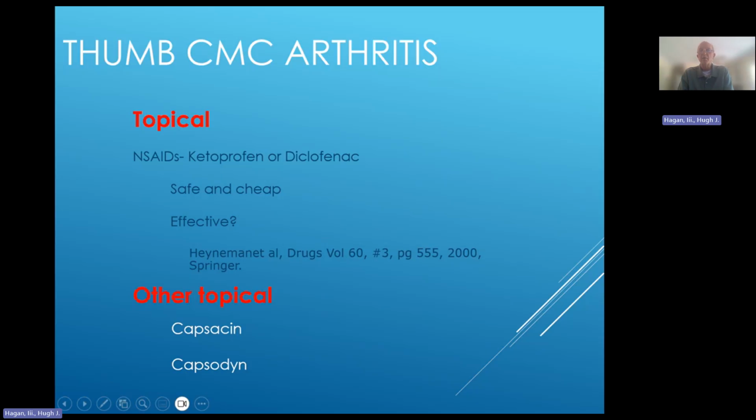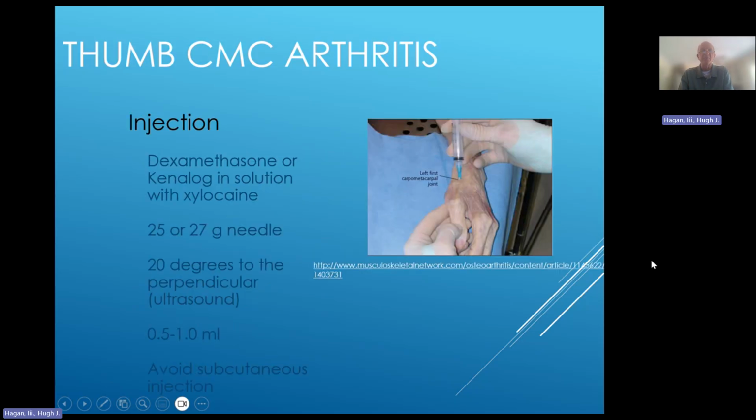Other topical meds include capsaicin or its cousin capsidin, which is compounded capsaicin with a carrier that gets it through the skin without creating a burning sensation.